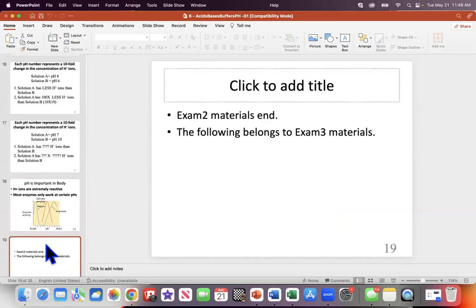So for Unit 2, the lecture stops here, which means your exam 2 covers the materials up to this part. And the next part will be the buffer. We will put it into Unit 3 materials. Okay, so let's stop here.